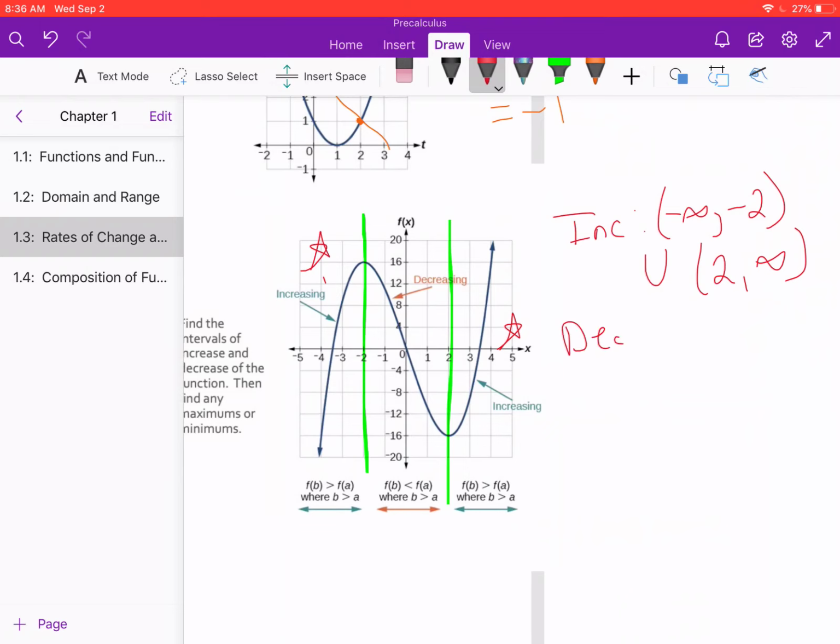It's decreasing in the middle here, so it's decreasing from -2 to 2. We don't include the endpoints because technically at -2 and 2, it's constant. It's switching, so we don't include them. And if it's constant, remember, if here's our x and our y, it's just going to be flat. That's what a constant would look like.